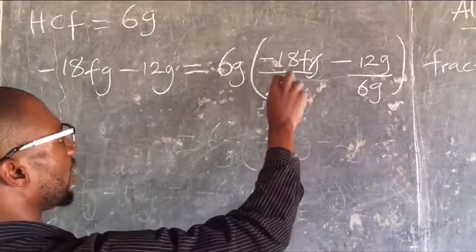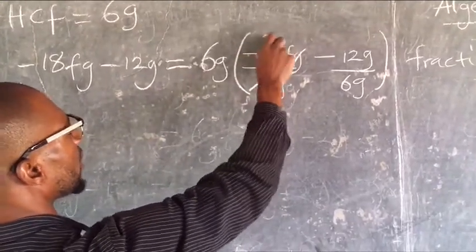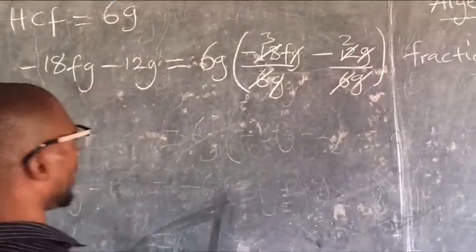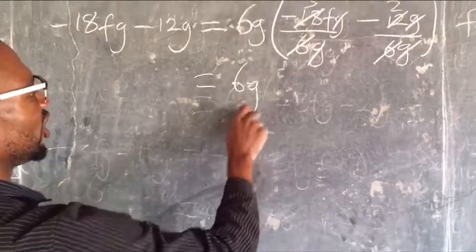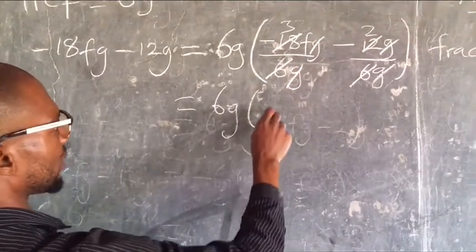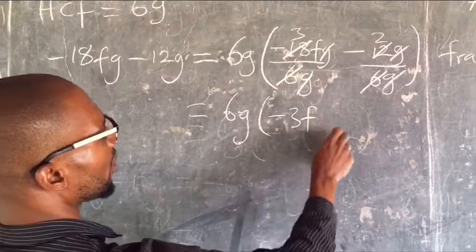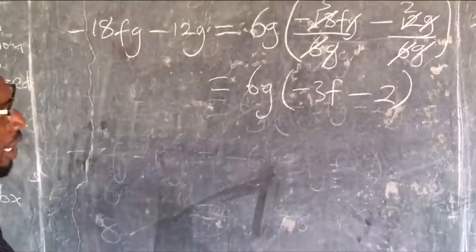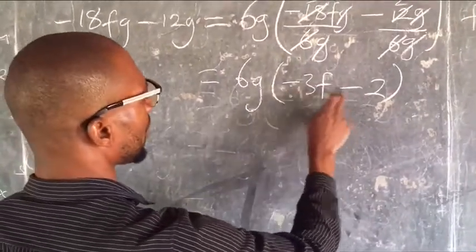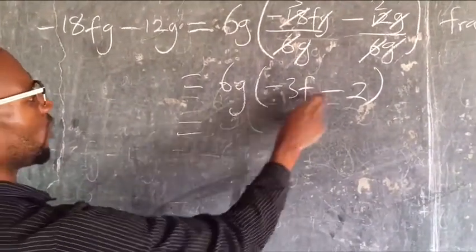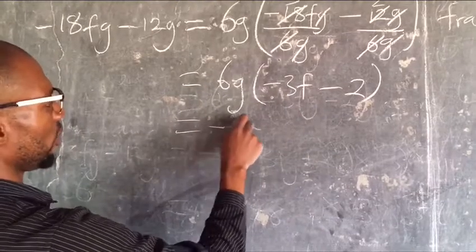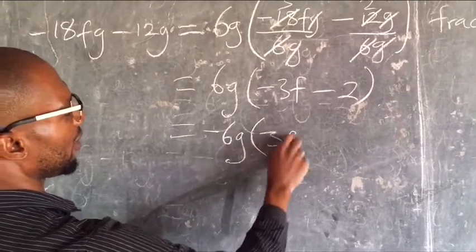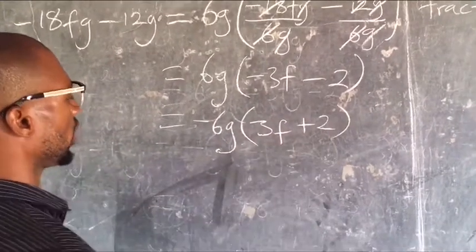So 6 here will be 1, 6 here will be 3. 6 here 1, 6 here will be 2. This one will cancel this one. So we'll get 6g, open bracket, we'll get minus 3f, abi, minus 2. Now, if you take out this minus, we'll come out this minus because all of them get the minus. So we'll get minus 6g like this, 3f plus 2 like this.